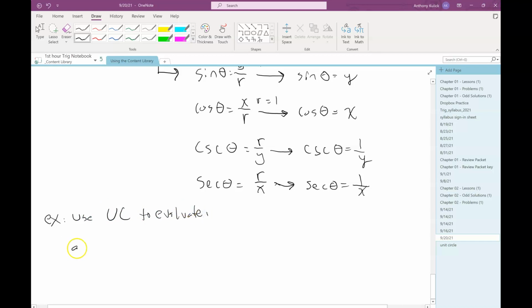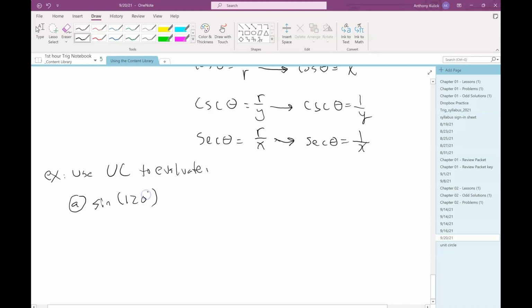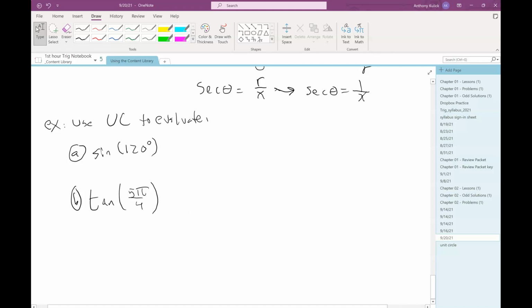So let's say we want to use the unit circle to evaluate, let's say, sine of 120 degrees. And then let's say tangent of 5 pi over 4. And then we'll do cosecant of 390 degrees.